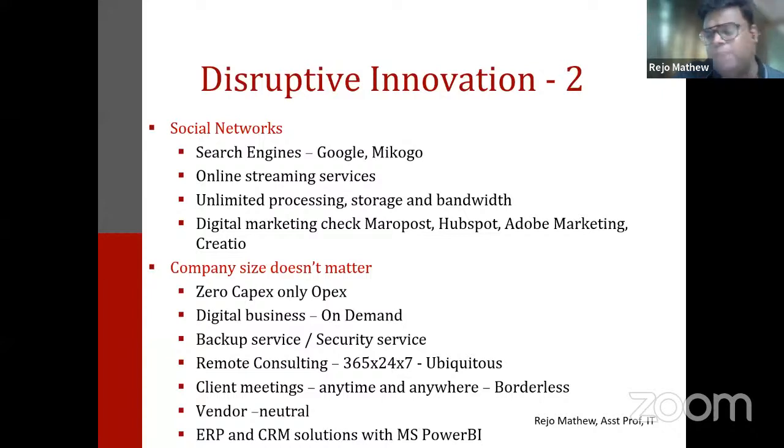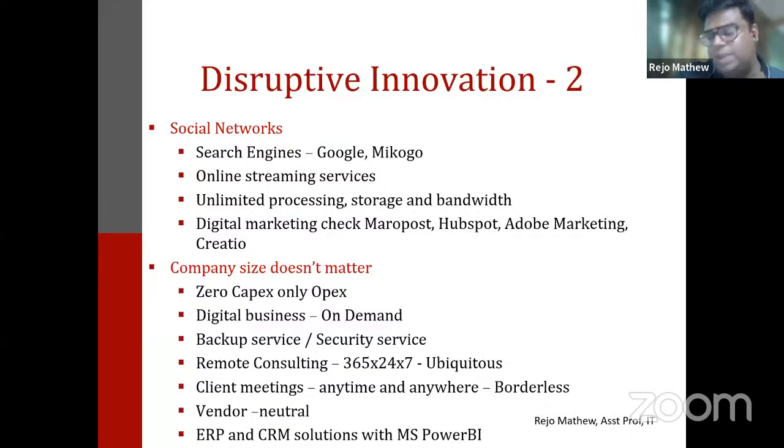The fourth important point with respect to social media networks is digital marketing. We know about different digital marketing options that we have. There are different websites that you can check. So you have Maropost, there is HubSpot, there is Creatio, there is Adobe Marketing. There are a lot of companies into digital marketing which use cloud technology to their advantage.